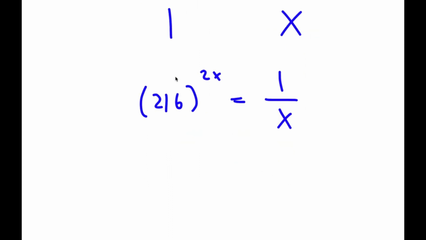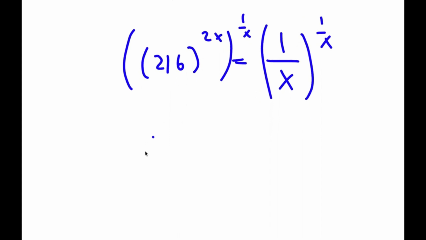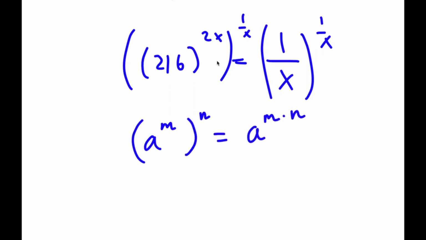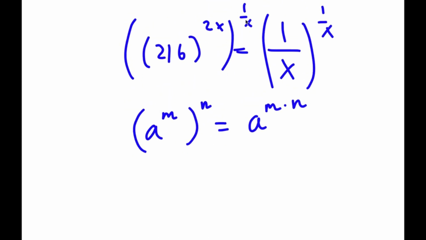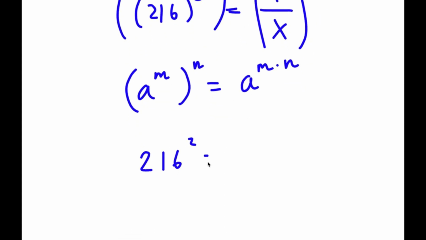Now I'm going to take the power of 1 over x on both sides. So now if I have something in the form a to the power of m to the power of n, this is equal to a to the power of m times n. So 216 to the power of 2x to the power of 1 over x, well, 2x times 1 over x, the x's simply cancel out, so I'll be left with 2 times 1, which is 2. So now I have 216 to the power of 2 is equal to 1 over x to the power of 1 over x.